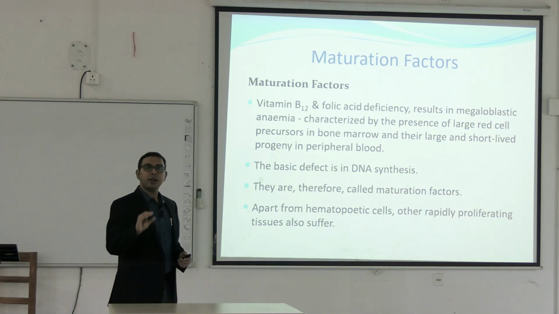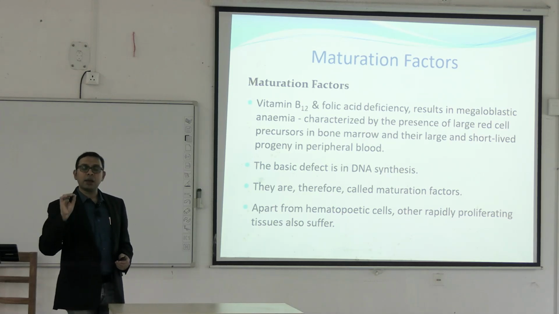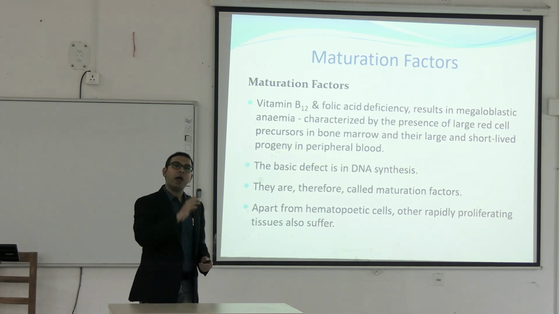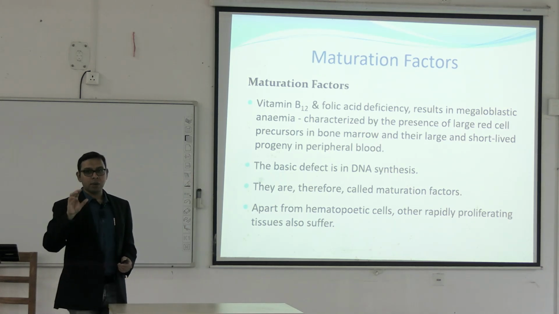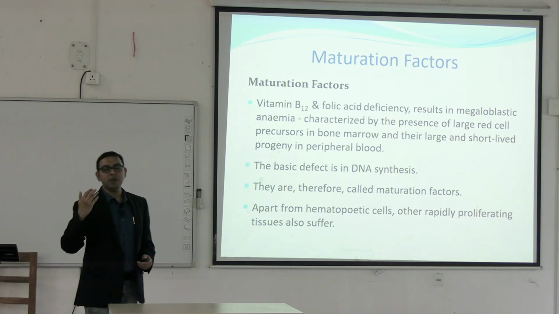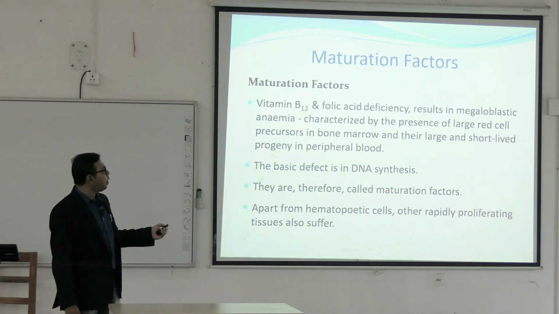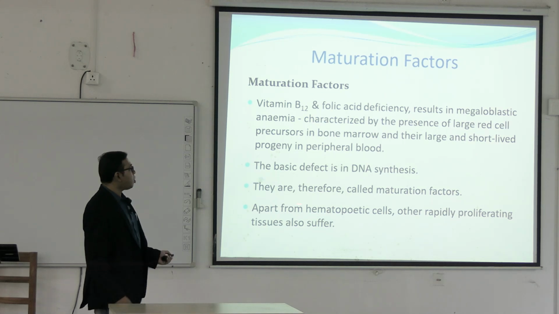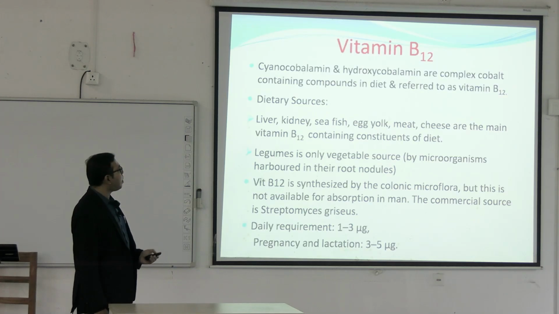So the nucleus has a DNA synthesis defect, but the cytoplasm will be more, so there will be megaloblastosis, and these megaloblastic RBCs are very poor in transferring oxygen to different cells. So ultimately that also leads to anemia. Here the heme content may be normal, but since the RBCs are very short-lived and very inefficient in transferring oxygen, that also leads to anemia. This is known as megaloblastic anemia. That's why vitamin B12 and folic acid are known as the maturation factors, because they are needed for the maturation of the RBCs. Apart from the hematopoietic cells, other rapidly proliferating tissues also suffer from vitamin B12 and folic acid deficiency.